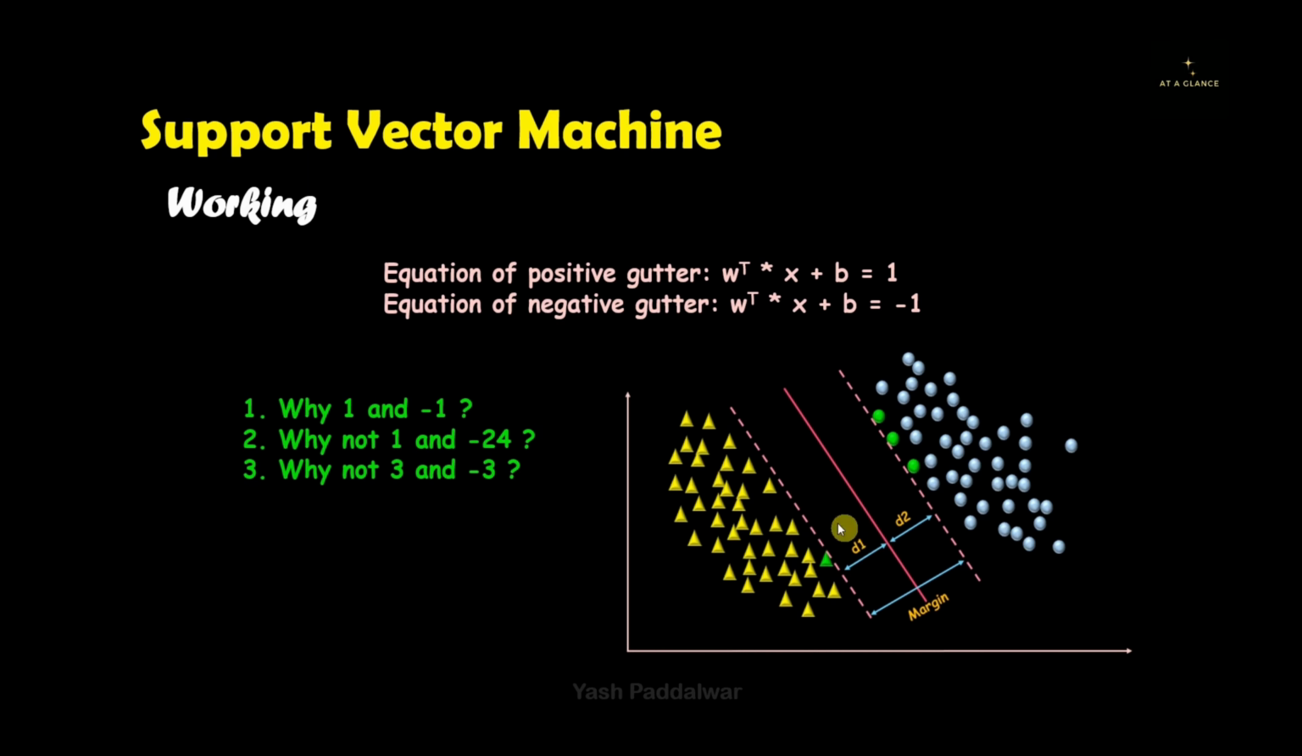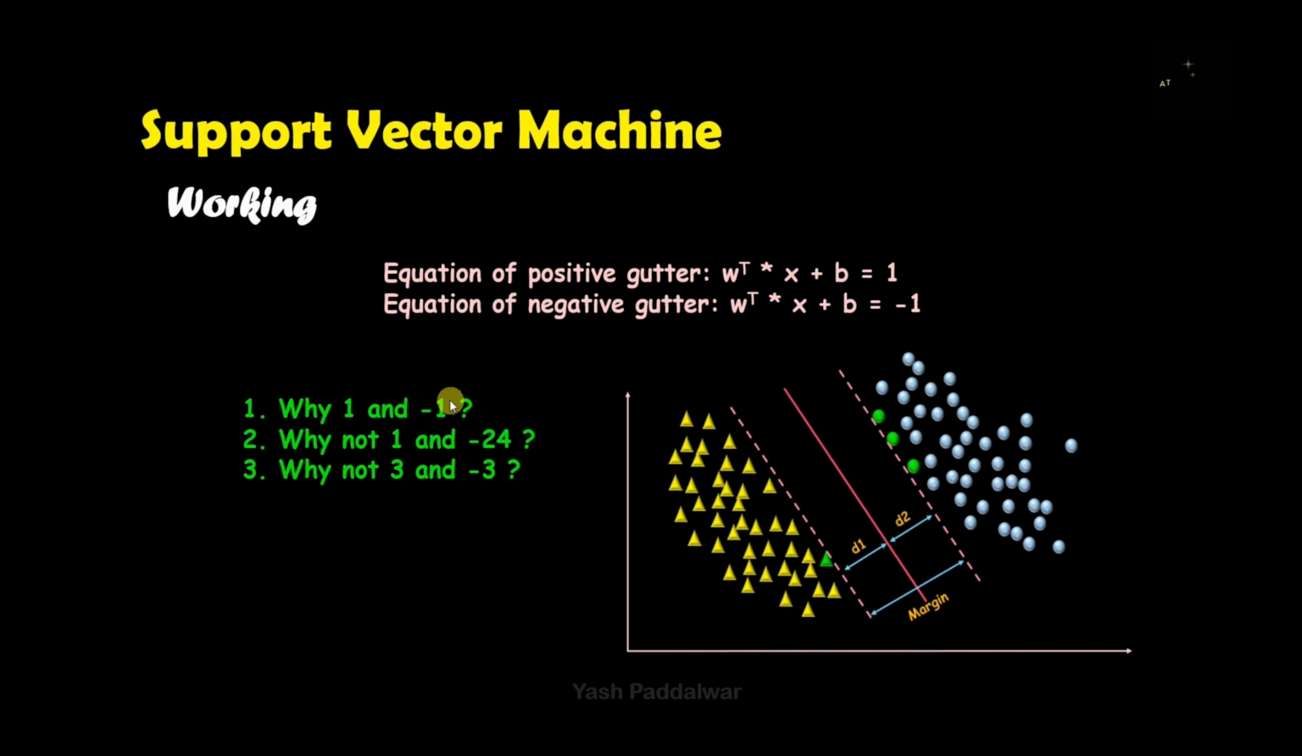Just imagine if d1 is greater than d2, then you are giving more weightage to the negative class, and this will be injustice. Therefore, for a perfect SVM model, these two distances d1 and d2 must be equal. Therefore, for the equations I have taken the same magnitude 1 on the right hand side of both the equations.